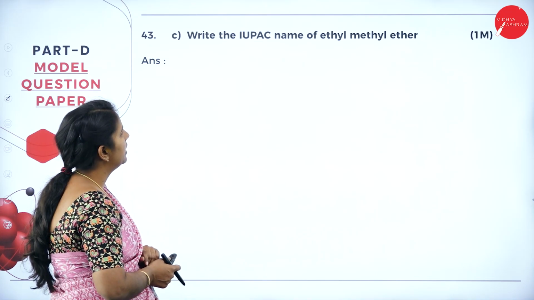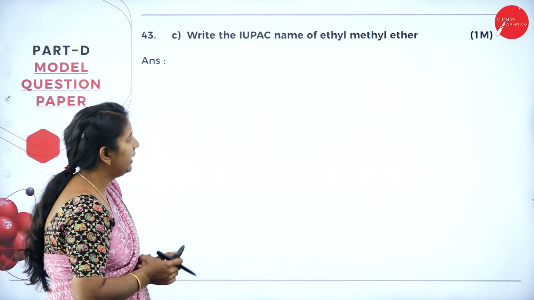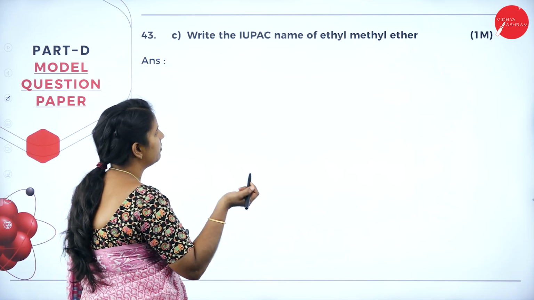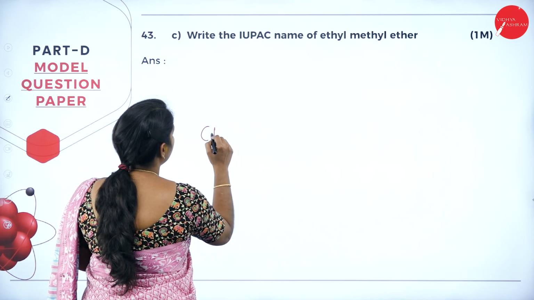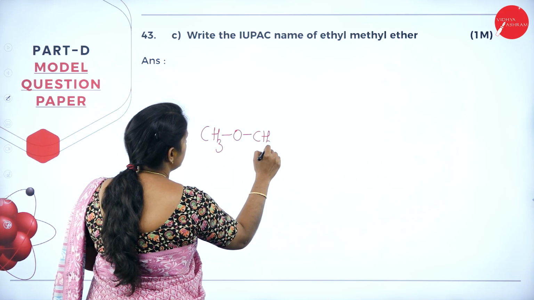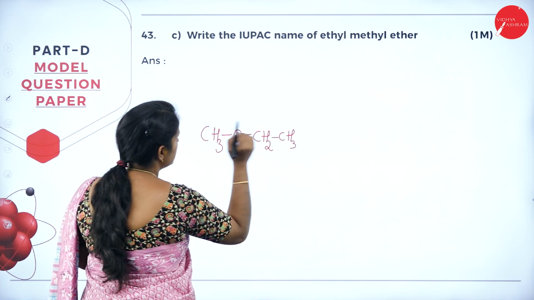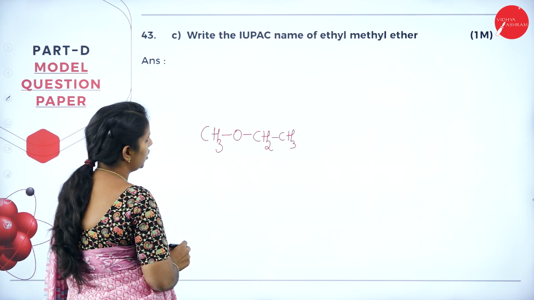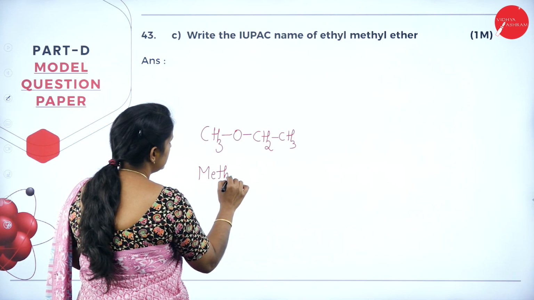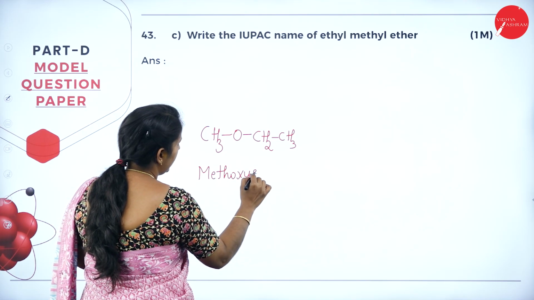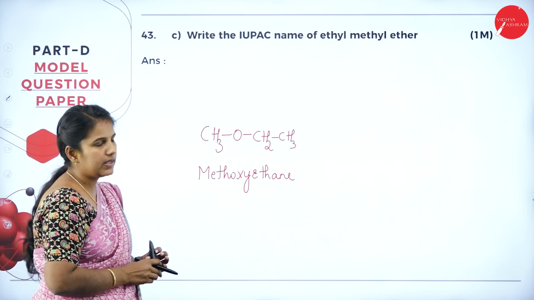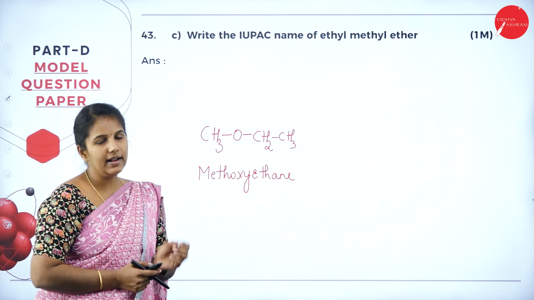Okay. Next, what is the IUPAC name of ethyl methyl ether? Let me write the structure now. So it is ethyl methyl ether, CH3O, CH2, CH3. I can write the IUPAC nomenclature for this, that is methoxyethane. Methoxyethane is the IUPAC name of ethyl methyl ether.